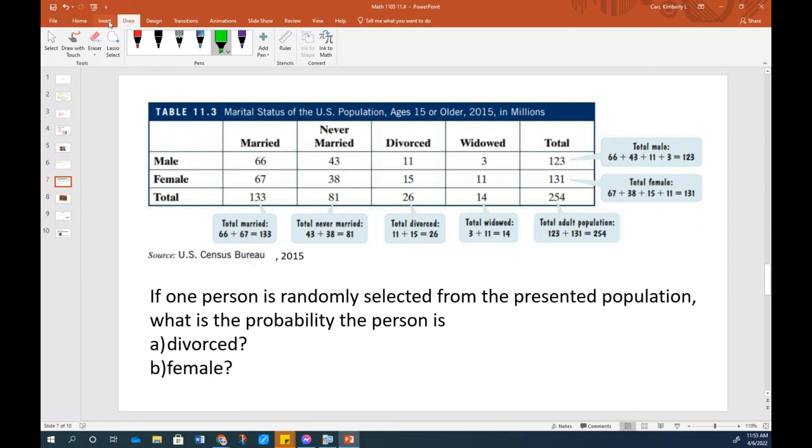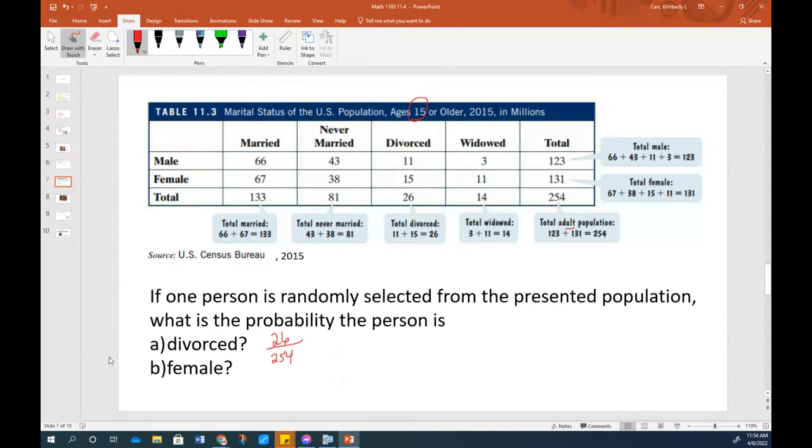If one person is randomly selected from the presented population, what is the probability the person is divorced? So you're looking at how many people reported they were divorced. And that's total, so we've got 26 there, out of, what was the total population here? 254. Now, I have to say this because you might also find this disturbing. It's talking about the adult population, and then it says ages 15 or older. So I'm not quite sure that goes together, but we're going to let that go.